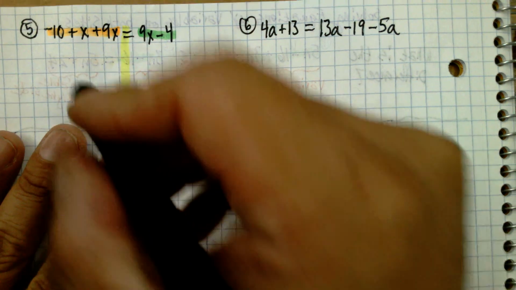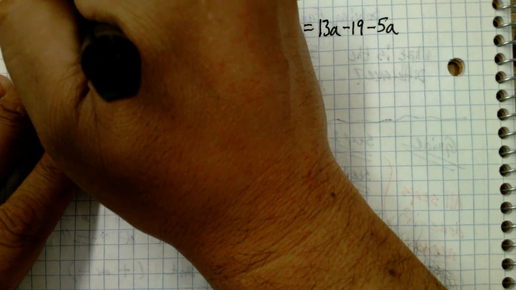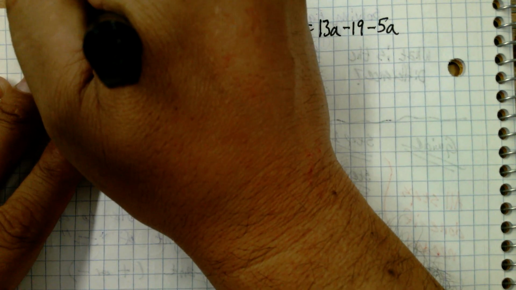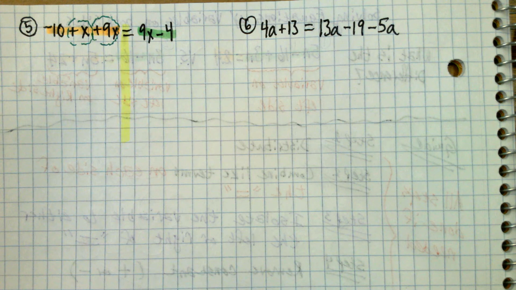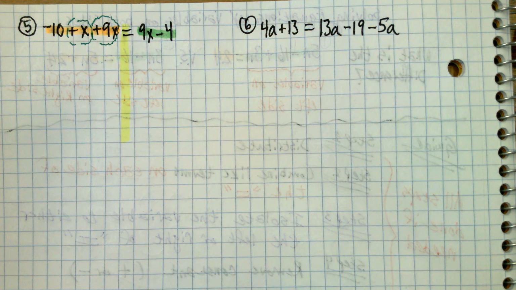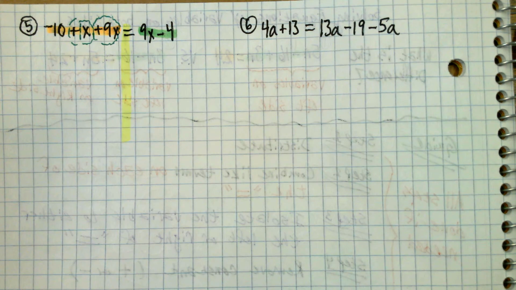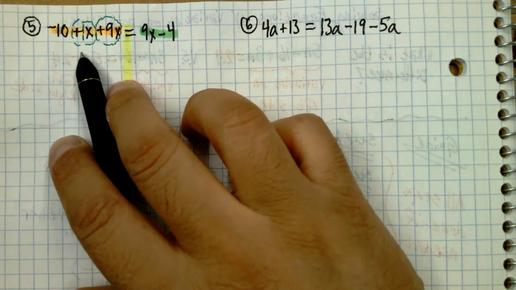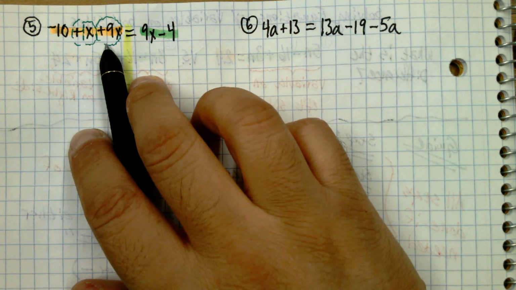On the left, we have a plus x and a plus 9x. So if I combine x with 9x, how many total x's will I have? Well, remember, there's one here. We don't normally write that 1. So we have 1x here, and then we're going to add it to the 9x's. So that would be 10x.